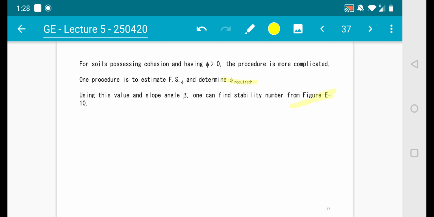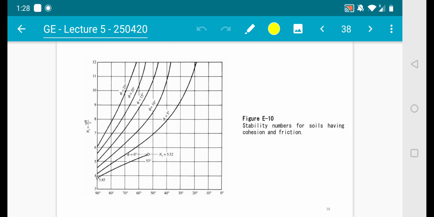So we have another established information. This is Figure E10. You have your beta here, so this is beta, please write it down. It relates to your internal friction, which has a value that is not 0. If it's 0, you refer to Figure E9, but if it has some value, this is the right figure for you. So it relates the stability number, the beta, and also the internal friction. This Figure E10 shows the stability number for soils having cohesion and friction.